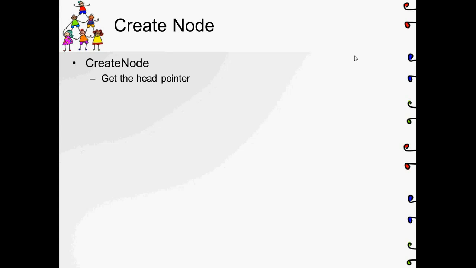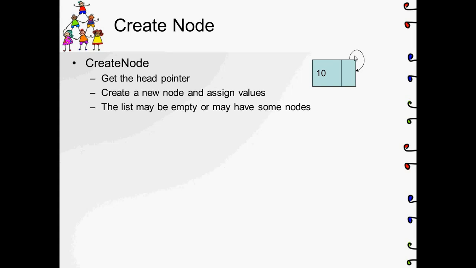Now we have seen the simplest form, which is the display node. Now we'll go and create node. What are the steps? First we have to get the head pointer, and then create a new node and assign the values. Let's assume I want to modify this thing, 10. There might be a condition: the list may be empty or it may have some nodes as well.